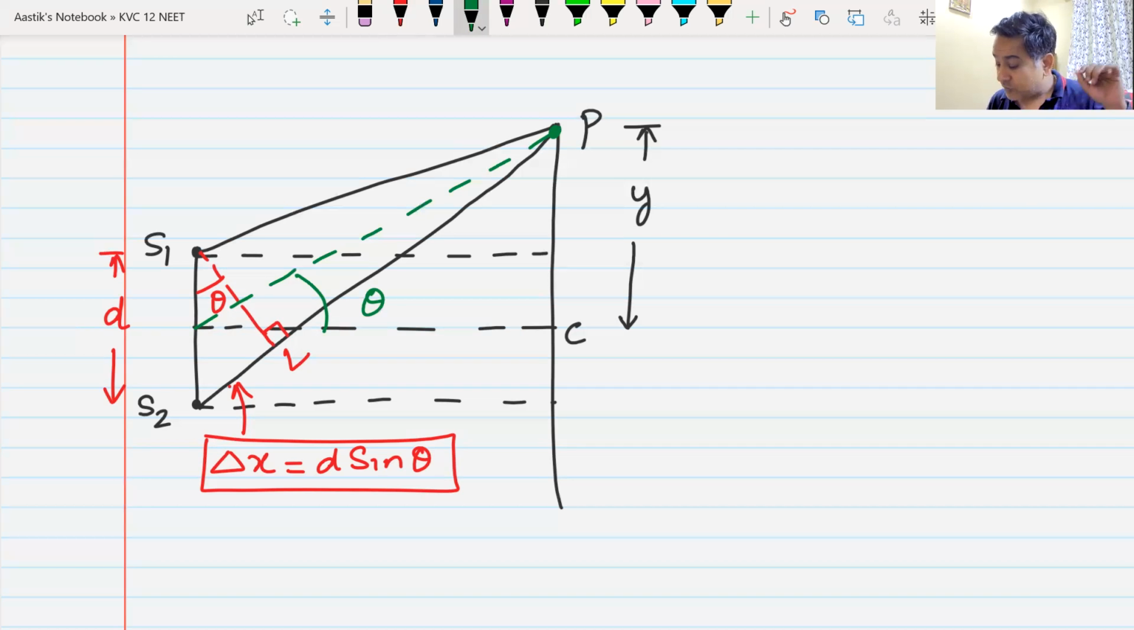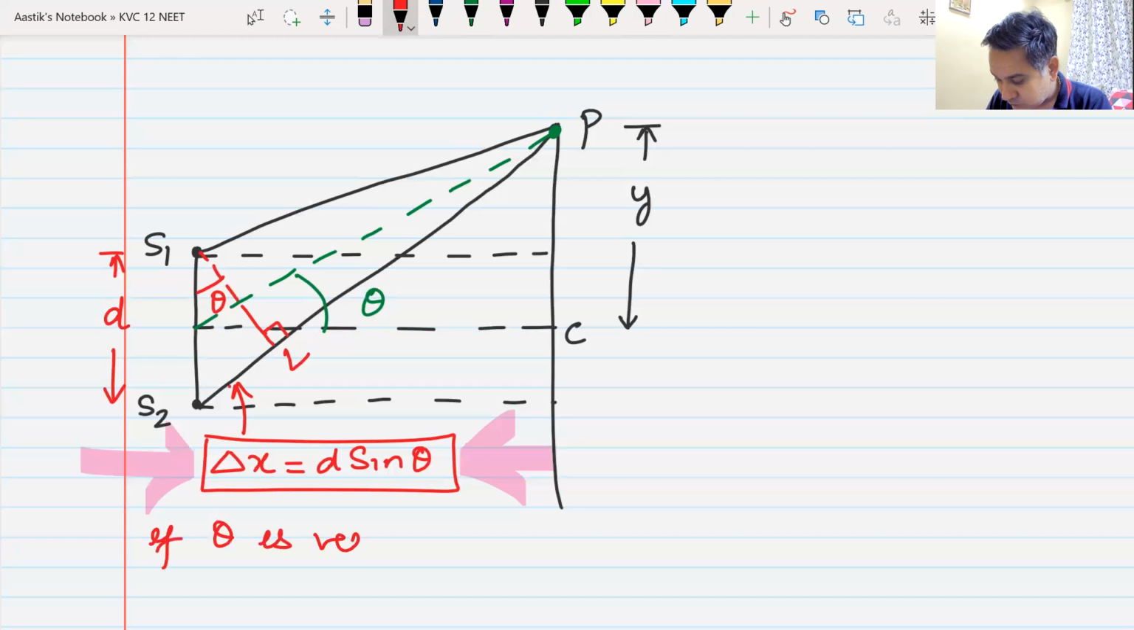Okay, so your path difference is d sine theta. This is the first thing that you must remember. This is the actual answer. Path difference is d sine theta. Okay, now again we take one more approximation. I have taken up till now one approximation that capital D is very large. I am taking the second approximation. Second approximation that I am taking is if theta is very small. That is the second approximation I am taking.